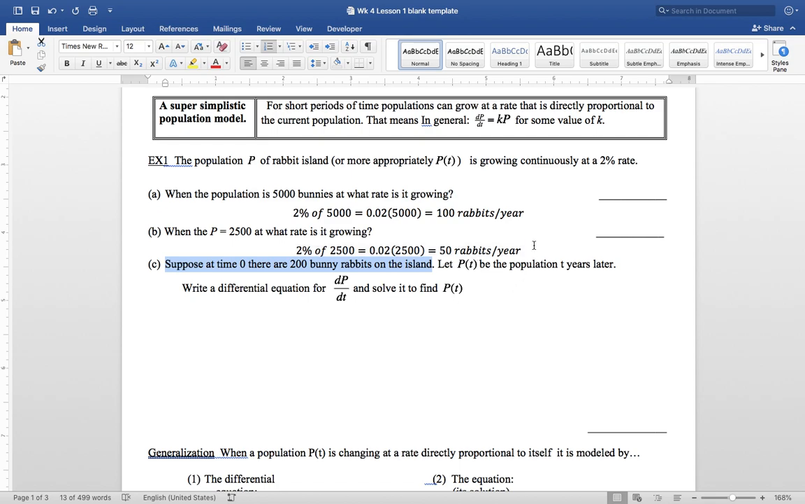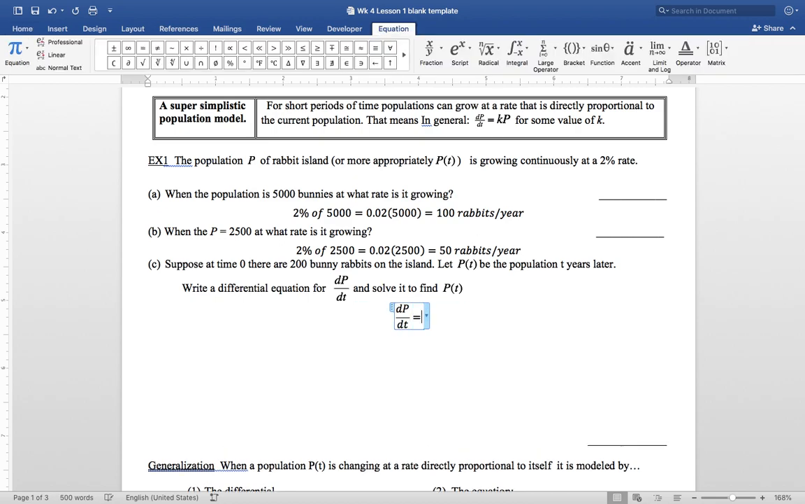What I want you to understand is that what we've seen here is that the rate of growth is simply 0.02 times the current population. That's what we saw in this first example, right? The rate of growth, 100 rabbits per year, is 2% or 0.02 times capital P, the current population. So in general, the rate of growth, which is dP/dt, the derivative of P with respect to time, is going to be 0.02 times the current population. That is our differential equation.